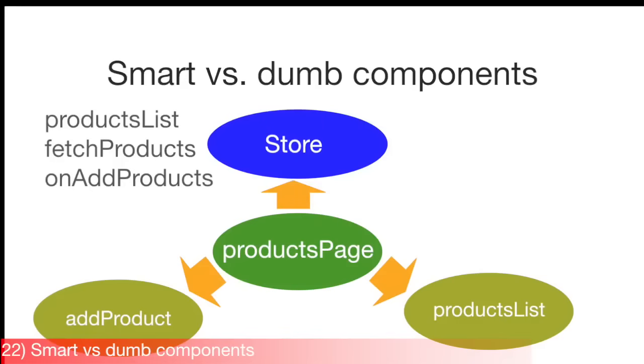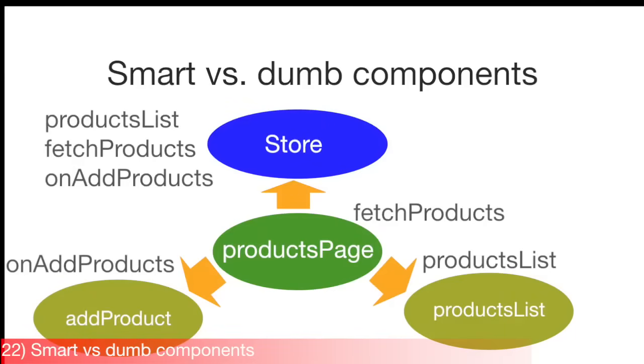The products page component will pass the products list to the products list subcomponent, and the on add product action creator to the add product subcomponent. And the products page component will be the one that calls fetch products. In a Redux app, we want to try to minimize the number of smart components that we have, so we know which one place to go to find all of the logic for getting the state and the actions.